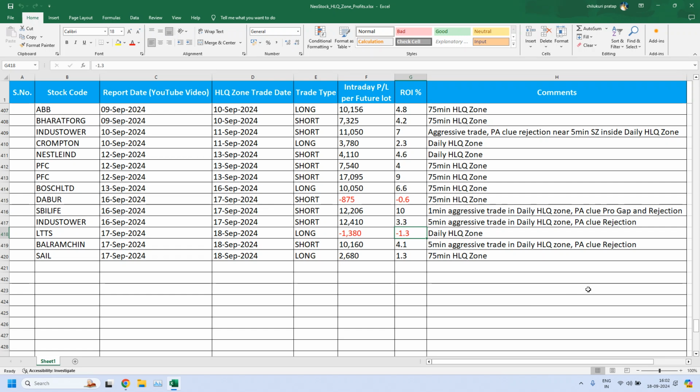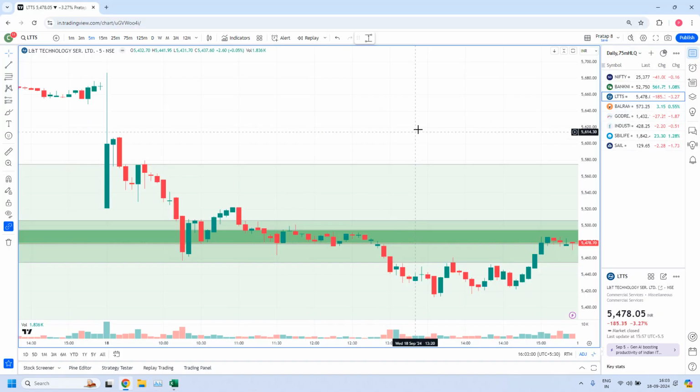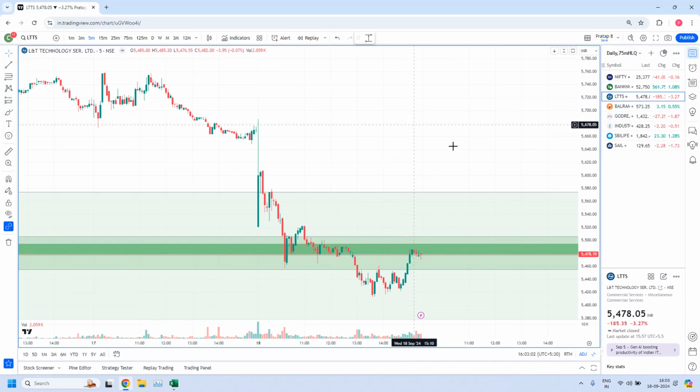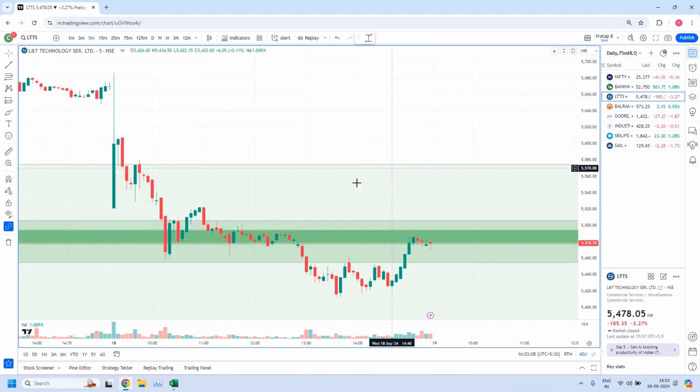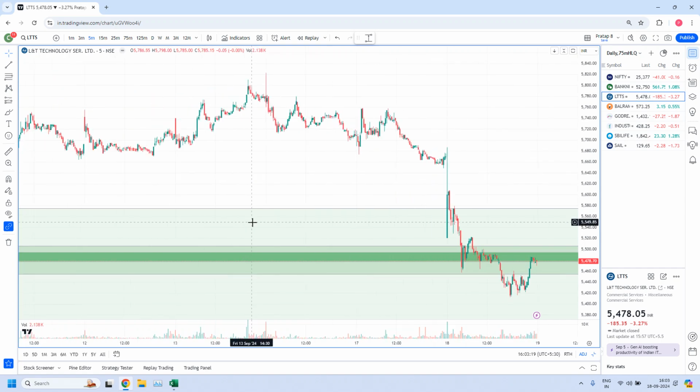So this is today's stopped out trade. Whoever took a trade in LTTS would have got a loss. This is a very good fine-tuned zone, but violated. We have to accept. Rarely we see such violations of fine-tuned zones. Today it happened. Maybe the supply is much stronger than the existing demand in this zone. Maybe that could be the reason.